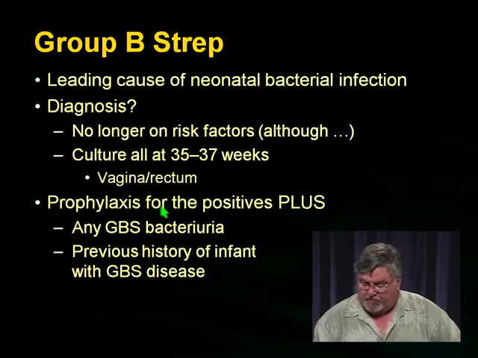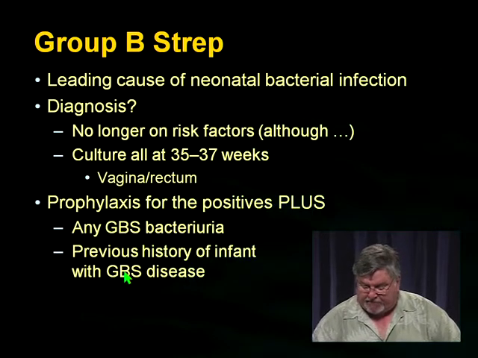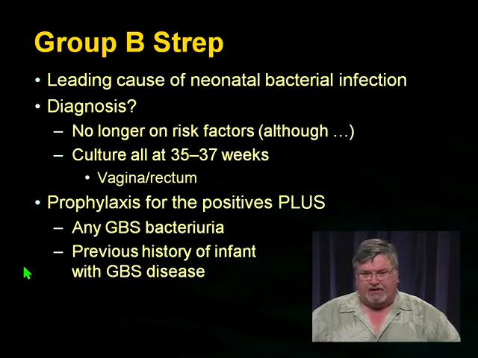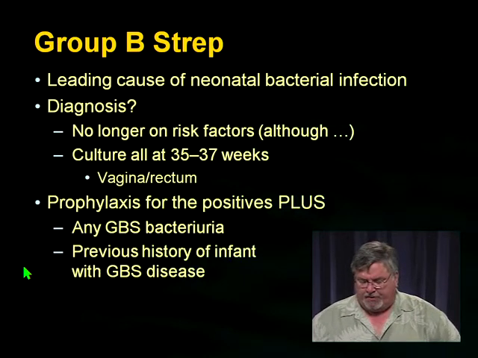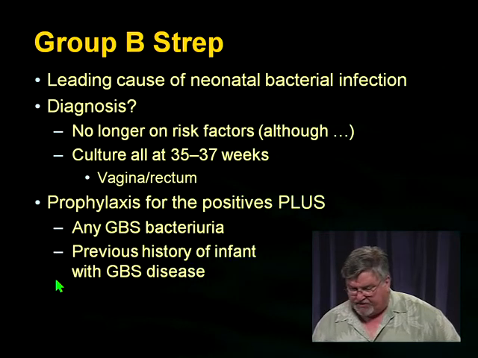Plus, we give prophylaxis to any woman who's had GBS, Group B strep bacteriuria, or has delivered a previous infant with Group B strep disease, whether or not she's Group B strep positive now. So because those are the outliers, those are the testables, right? So all positives, GBS bacteriuria, and a previous history of an infant with an affected disease.